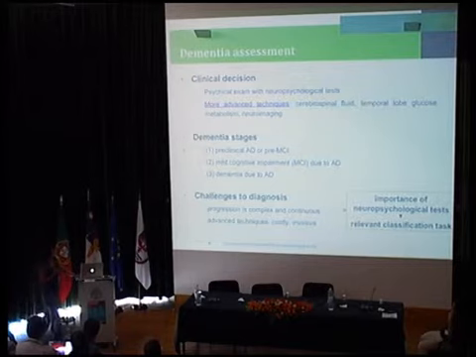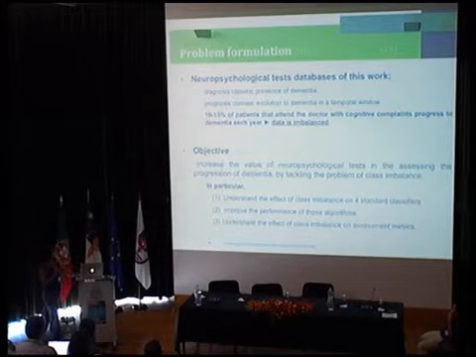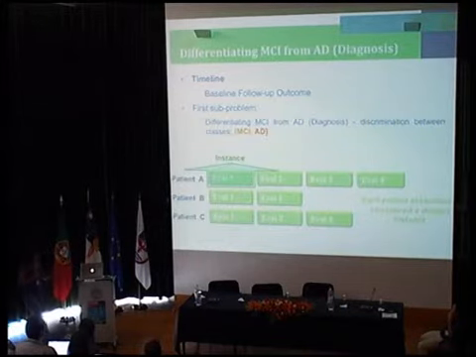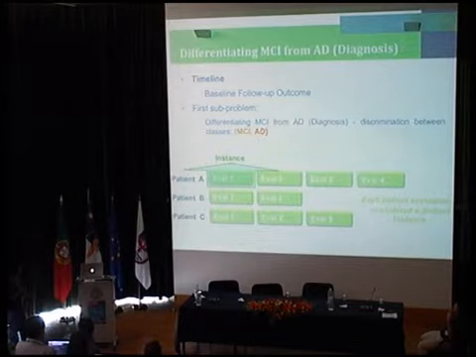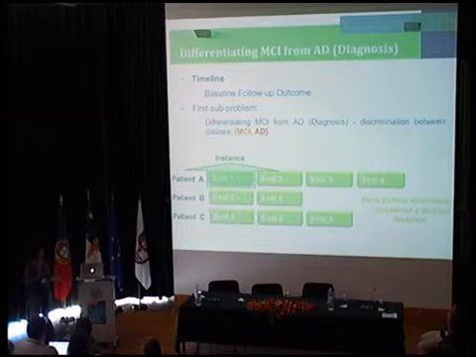So then we have neuropsychological problems, data, and our goal is twofold. First, we wanted to know if we were able to differentiate the two classes, okay? Differentiate mild cognitive impairment from Alzheimer's disease.